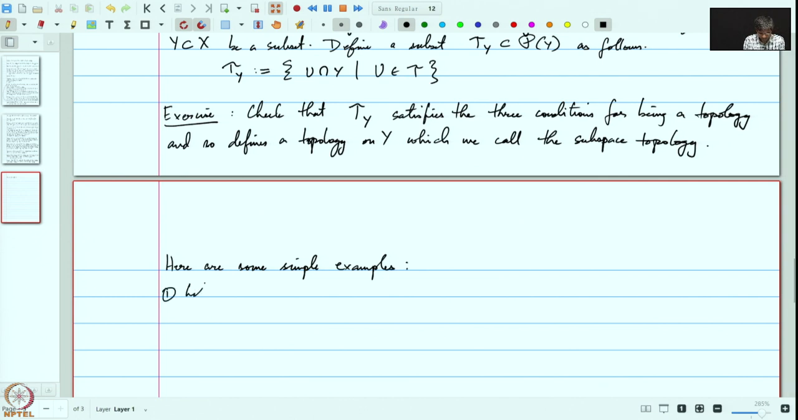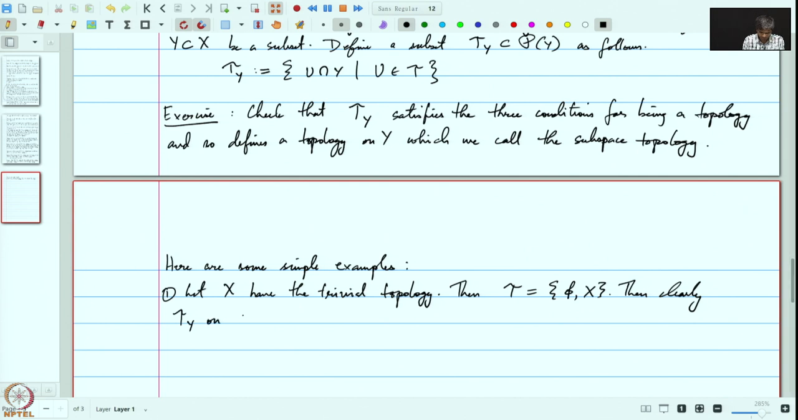So first, let X have the trivial topology. Then recall that tau just consists of the empty set and X, and in this case clearly the subspace topology tau sub Y also just consists of the empty set and Y, and so the subspace topology on Y is the trivial topology.